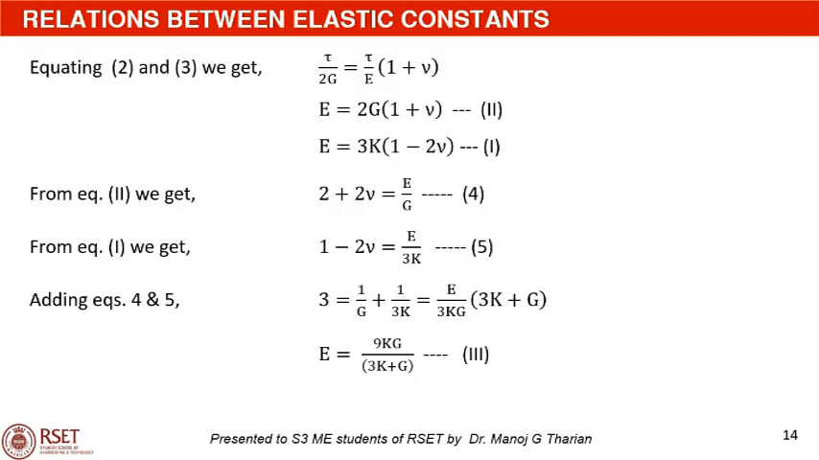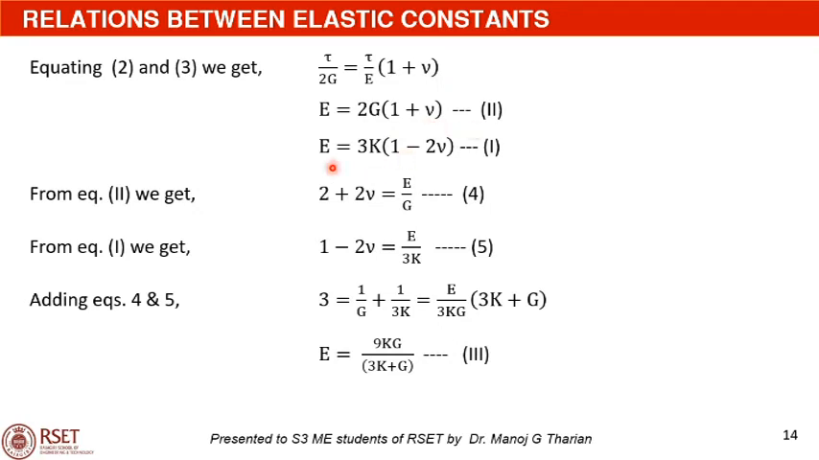Equating equations 2 and 3, we get tau by 2G is equal to tau by E into 1 plus nu, that is E is equal to 2G into 1 plus nu. This is the second relationship between the elastic constants, which is numbered as Roman numeral 2.